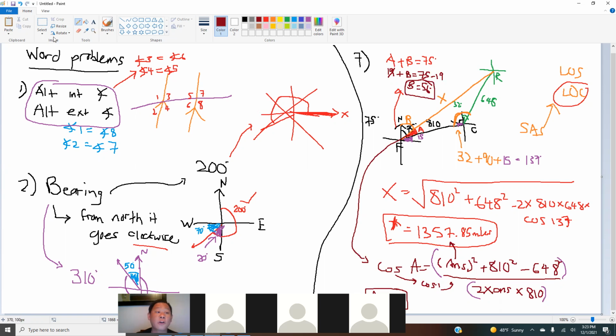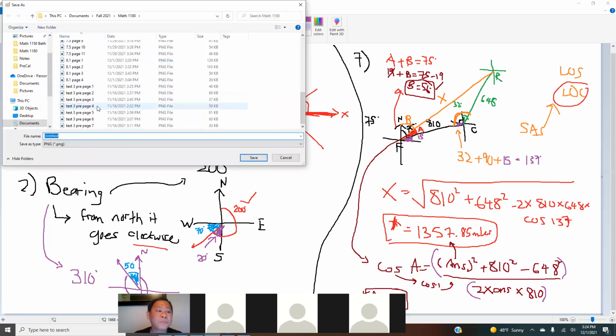Okay, so the 19 is not your answer. This is just for angle A. This is your answer. So in this case the distance is 1,357.85 miles, and the bearing from Franklin to Rosemont is 56 degrees. So this is how we do this kind of question. Yes, it is difficult. I didn't say this is easy. You do need to practice a bit on it.